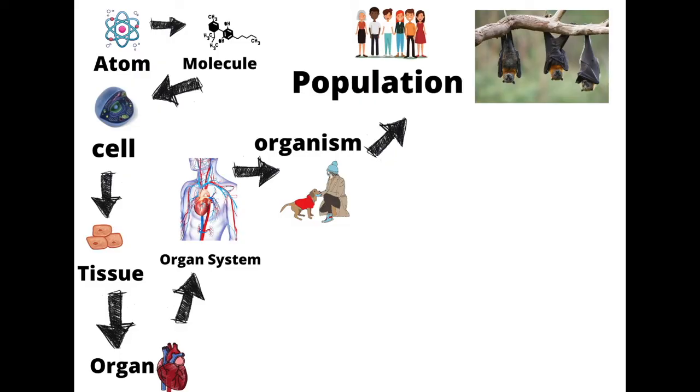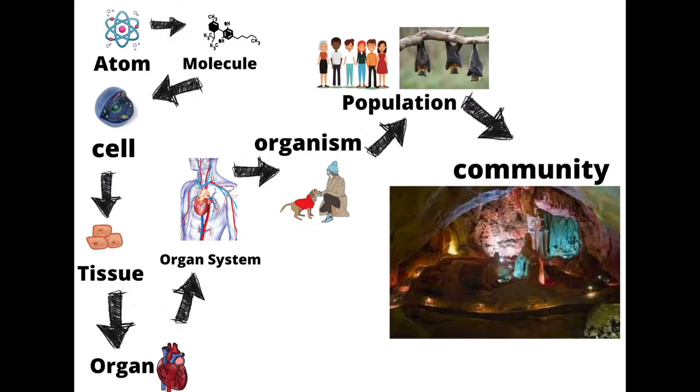Now, populations build communities. And a community is a collection of different types of populations of species living together. A lot of people get population and community mixed up. So the major difference is that population is referring to one particular species living together, and community is referring to different populations of different species living together.